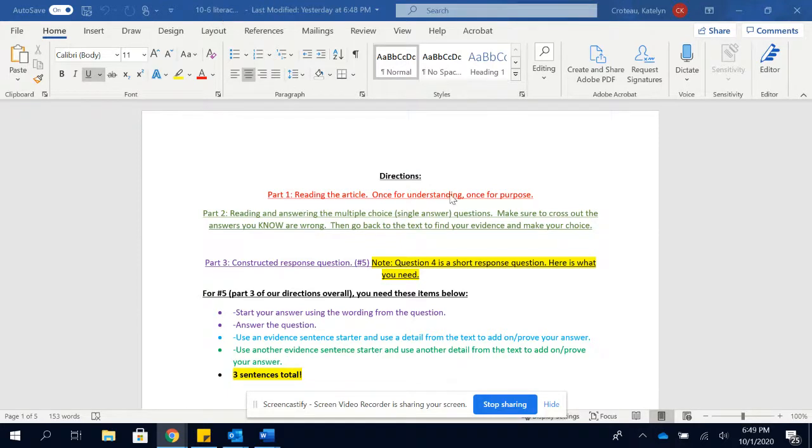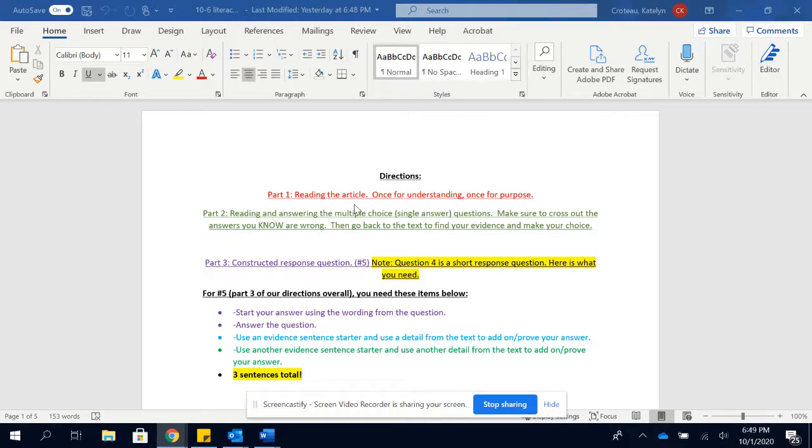Notice that if you are here looking at these, the directions for level 1 look a little bit different than the directions for level 2, but overall your task is the same. So don't panic if yours look a little different than this as you're looking at this video. Part 1 is reading the article, once for understanding and once for purpose.